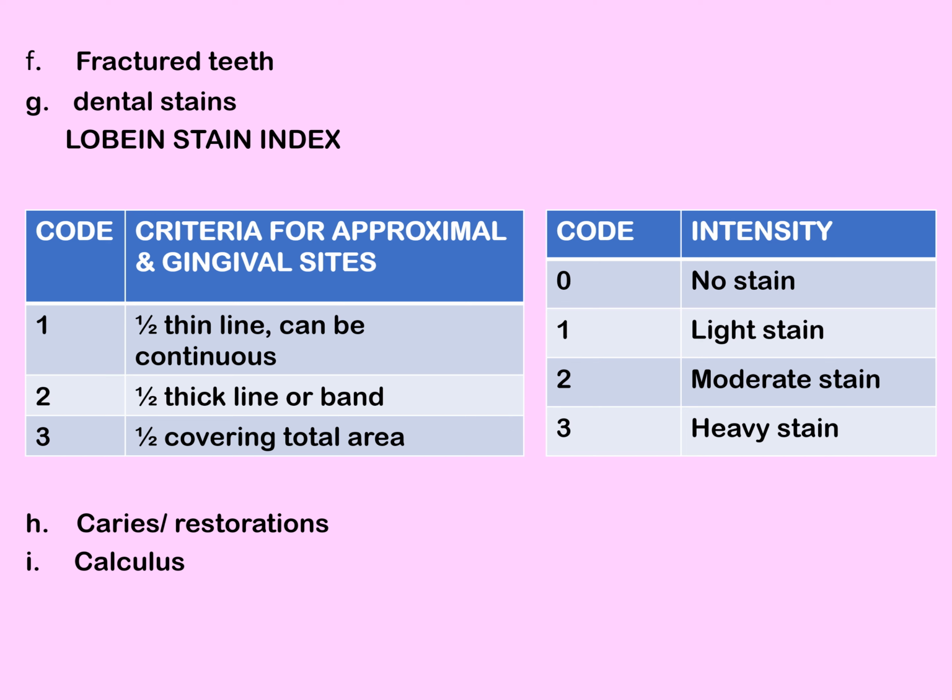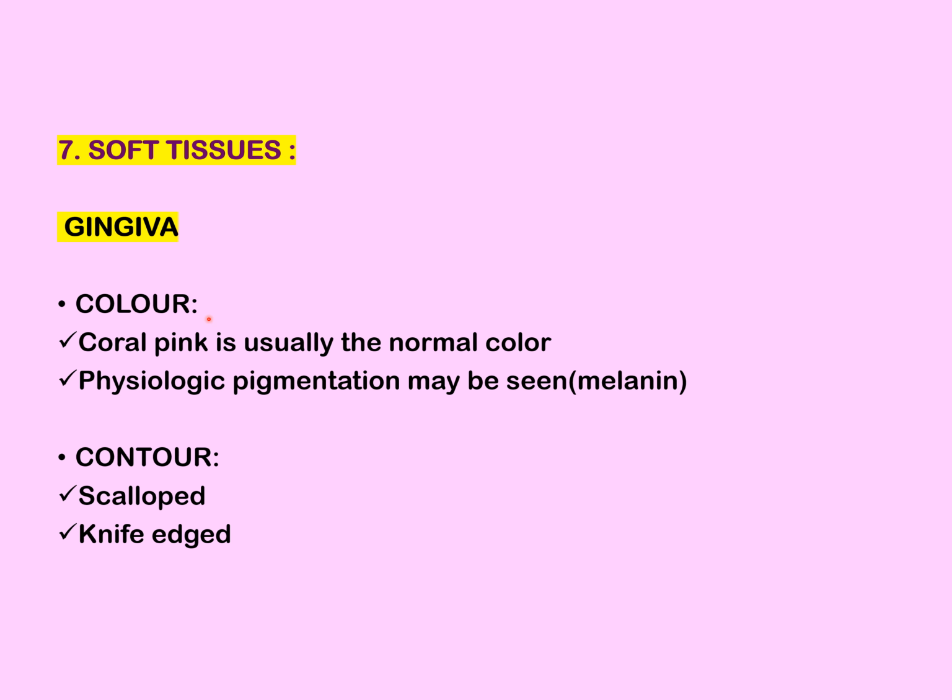Next is the soft tissue examination. In this, first we look for the gingiva. The color of the gingiva is usually coral pink, but it can vary to reddish pink depending on the state of gingiva. Physiologic pigmentation may also be present due to the presence of melanin. Contour of the gingiva is scalloped or knife edged.